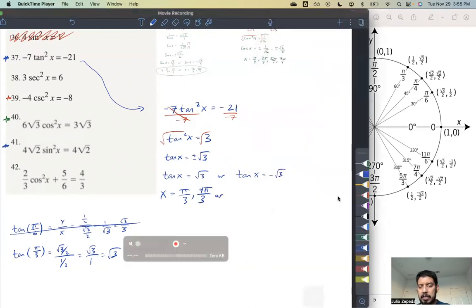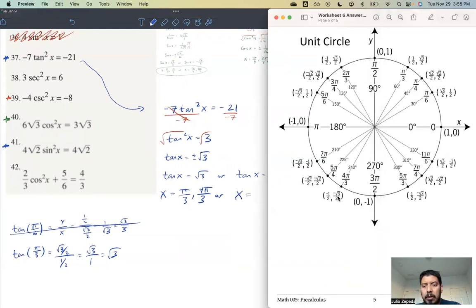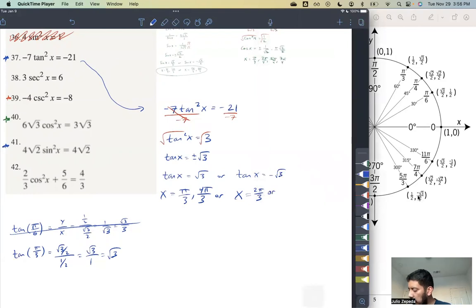And then our other equation, where tangent of x is equal to negative square root 3, well, we can look at this angle right here, 2 pi over 3. If we divide this number by that number, we get negative square root 3. So 2 pi over 3. And then any other ones, right? This one here, 5 pi over 3. If we divide this number by that number, we get negative square root of 3. So 5 pi over 3 is a solution as well. So that's 4 solutions.